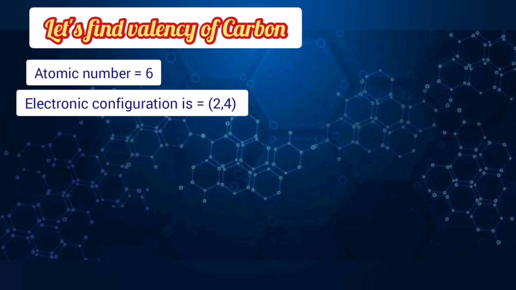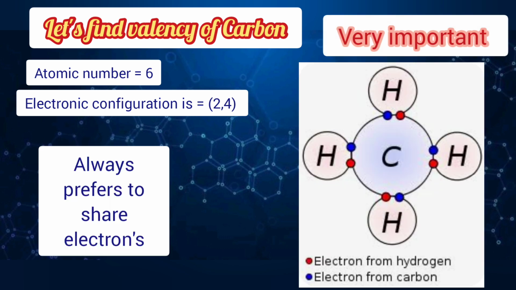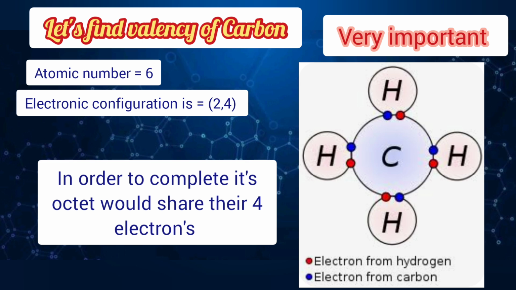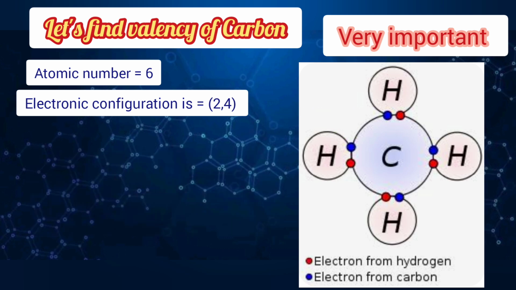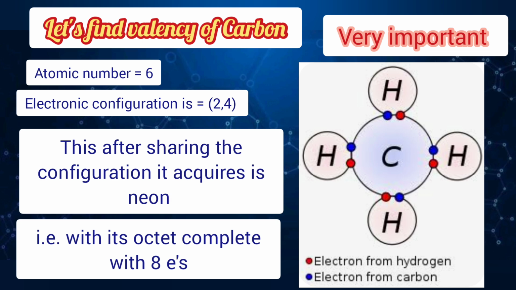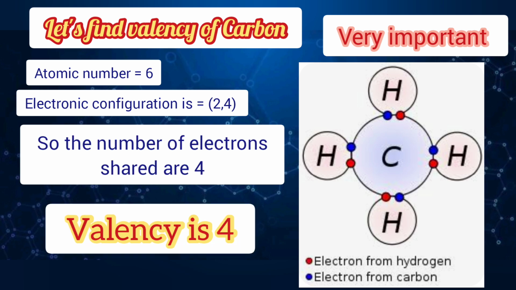Please remember, in the case of carbon, the electronic configuration as we can see is 2, 4. The carbon would always prefer, please keep in mind, to share electrons. So the carbon, in order to complete its octet, would share its 4 electrons. So as it is sharing how many electrons? 4 electrons. The electronic configuration it acquires is that of neon, which is 2, 8, by sharing 4 electrons. So the number of electrons shared is 4, so valency becomes what? 4. Next element is nitrogen.